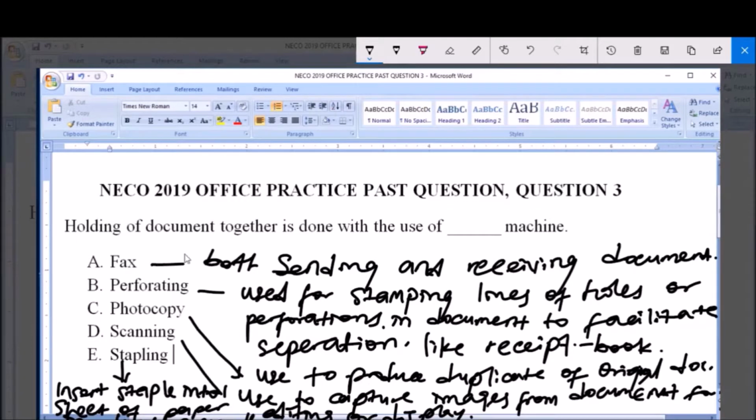Now the question says holding of document together is done with the use of dash machine. From my description, it can't be fax machine because this is used for sending and receiving documents. It can't be perforating machine because it's used to make lines of holes for the purpose of separation. It can't be photocopy machine because it's used to produce duplicates of original documents. Likewise, it cannot be scanning machine because this machine is actually used to capture images from documents. So therefore, it is stapling machine, because stapling machine inserts staples into the document for the purpose of holding them together. So the answer to this question is option E, stapling machine.